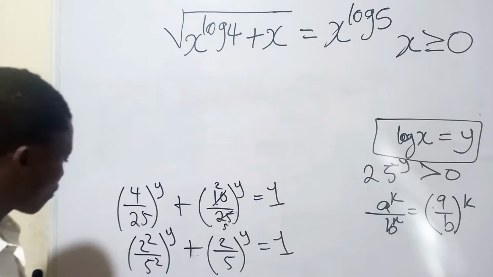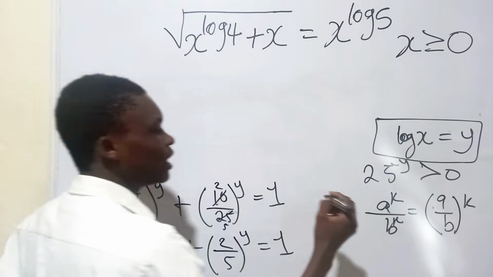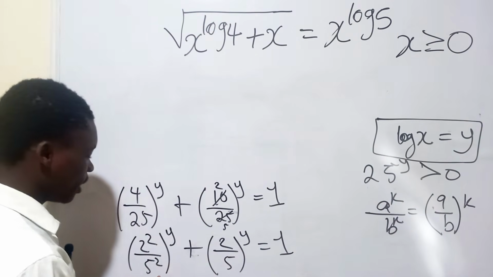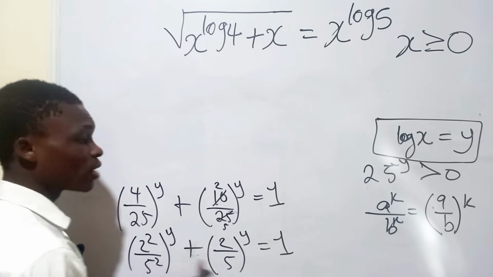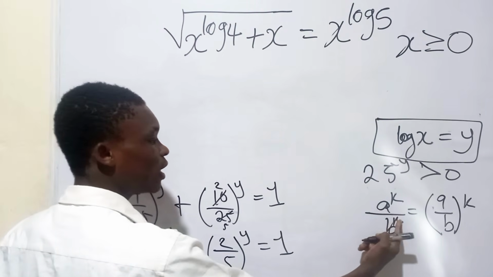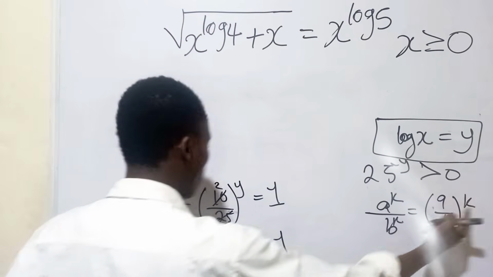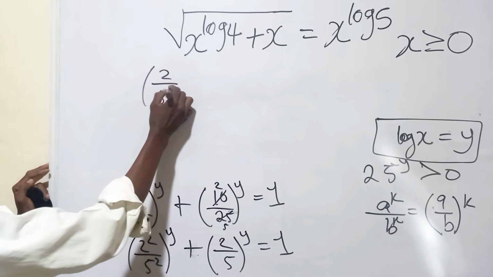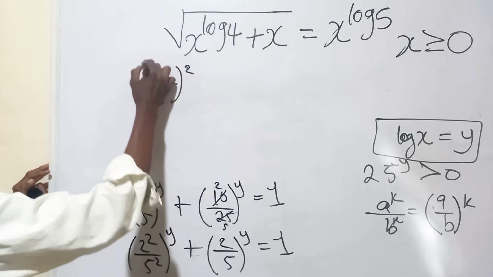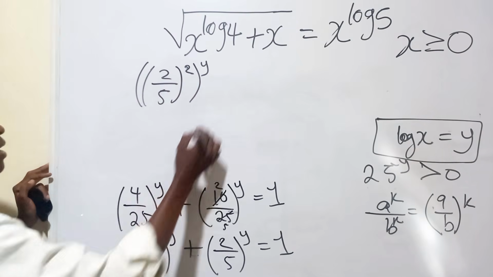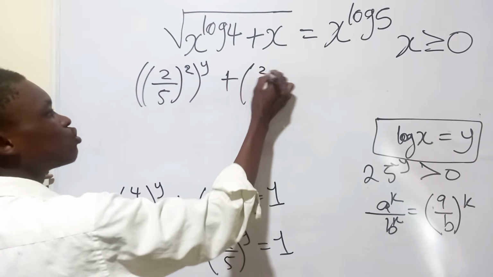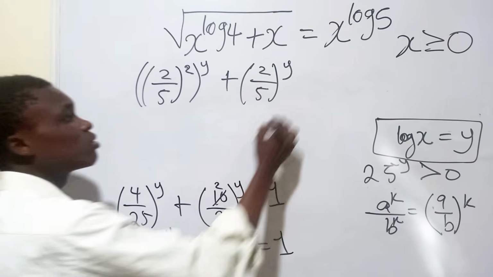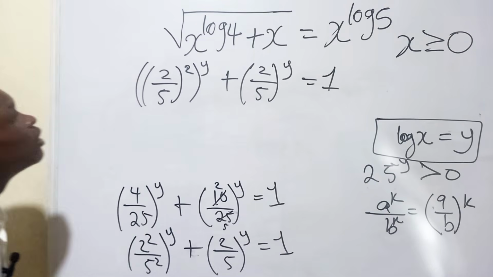All right then, so from here, recall that if we have a to the power k all over b to the power k, this is 2 to the power 2 all over 5 to the power 2, a to the power k over b to the power k equals a over b all to the power k. So clearly from here, we can write this as 2 over 5 all to the power 2, then all to the power y, plus 2 over 5 all to the power y, then equals, of course, 1.